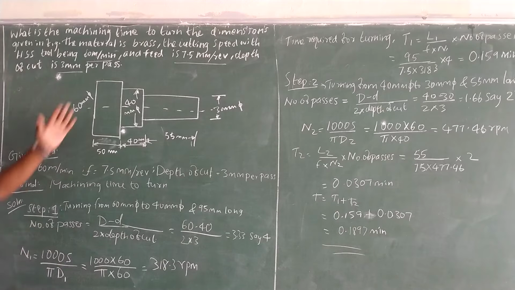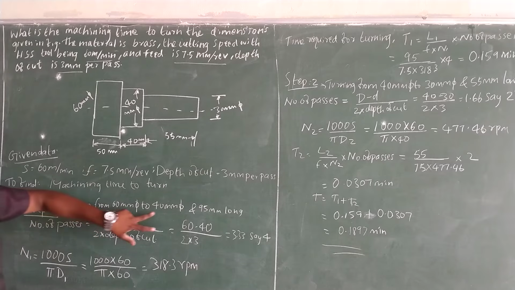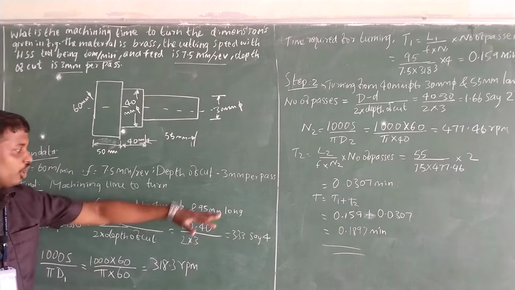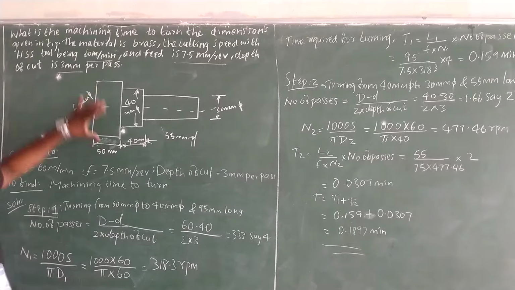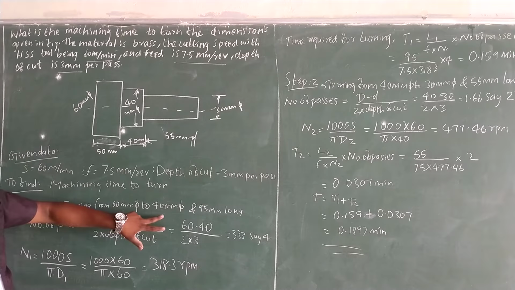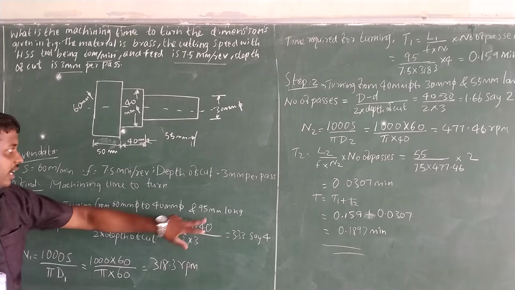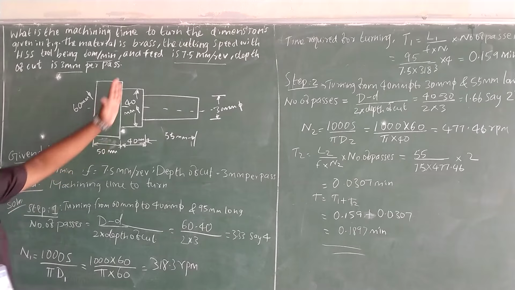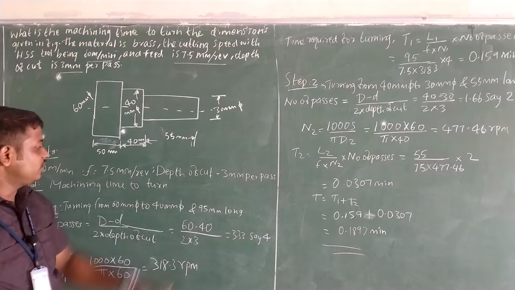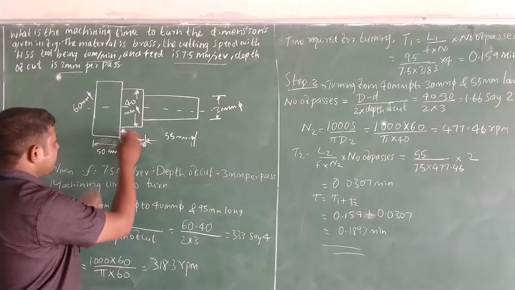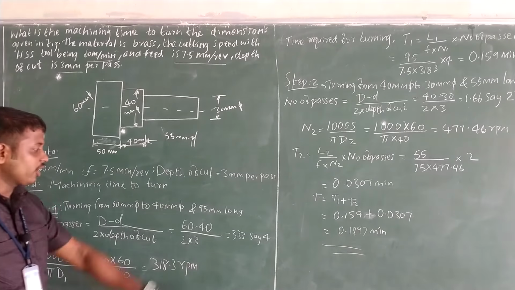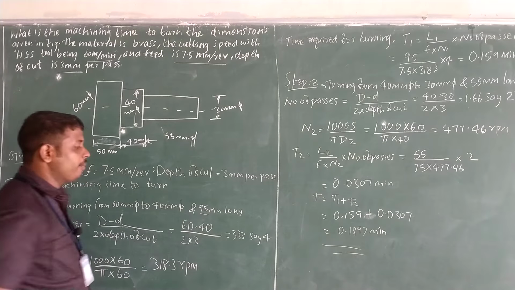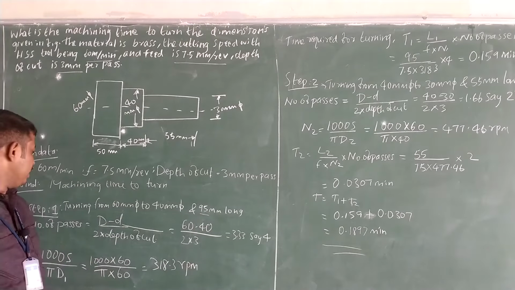There are two process steps. Step 1 is turning from 60 mm diameter to 40 mm, and the length is 95 mm. Here, 60 to 40, the length is 40 plus 55, which equals 95 mm. 95 mm long.